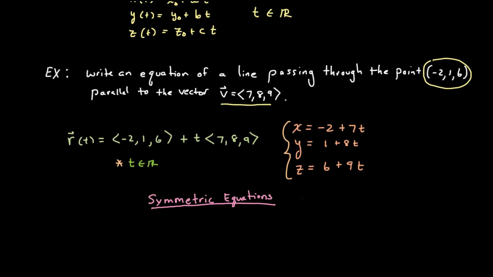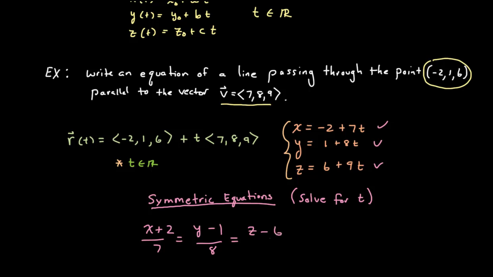Now your author also talks about something called a symmetric equation. Essentially what you're doing here is you're solving for t, and I have to be honest, I'm not 100% sure of the utility of this, but if you solve each one of these for t and then set them all equal to each other, we would have x plus 2 over 7, and that would equal y minus 1 over 8, and that would equal z minus 6 over 9, and we call that the symmetric equation. I may ask for that, the homework may ask for that. Again, I'm sorry to say I don't know exactly what benefit that provides for us.